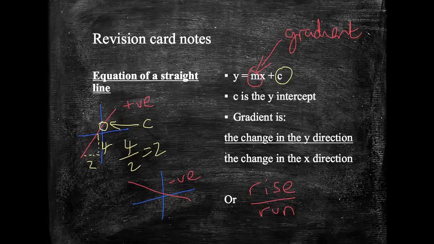Whatever works for you. Equations of straight lines are quite nice once you get over the fact that it is simply just y equals mx plus c. You've got two things to work out. You've got the y-intercept and the gradient, and you can calculate the gradient in one of two ways, but either way you're going to get the same answer.